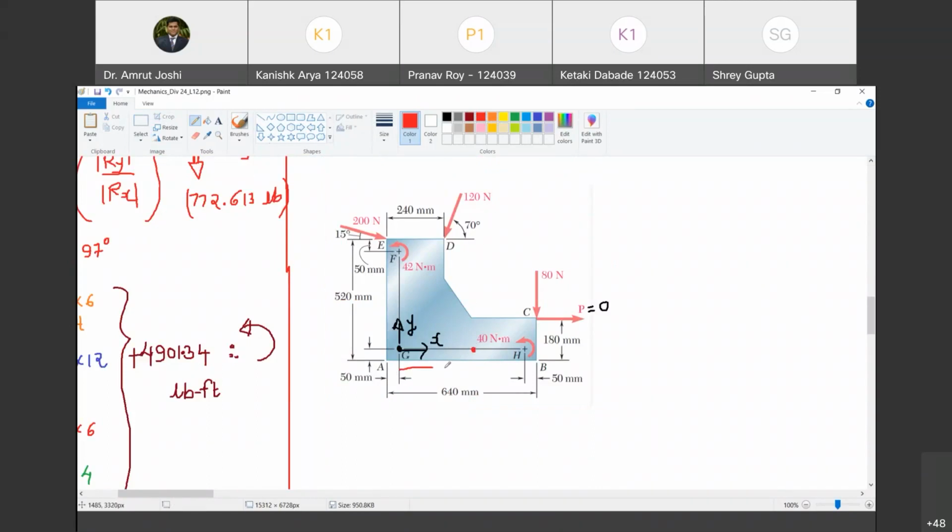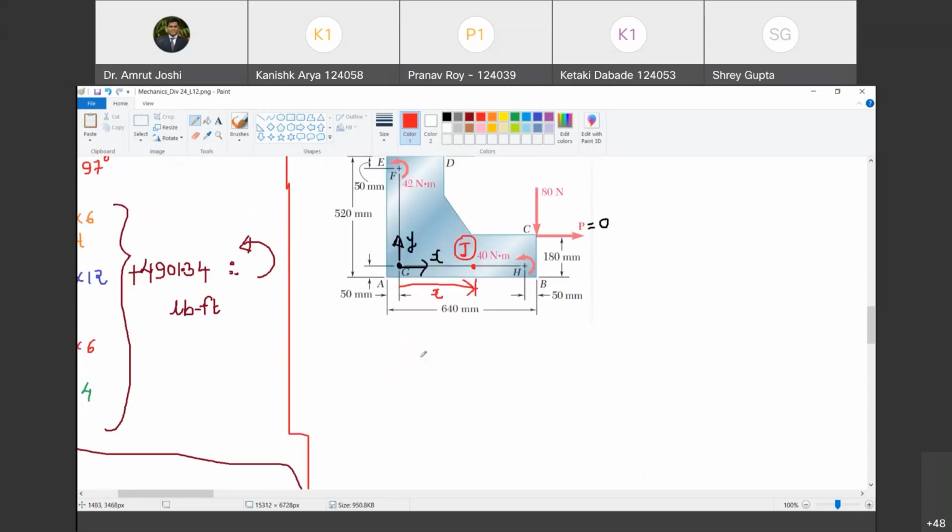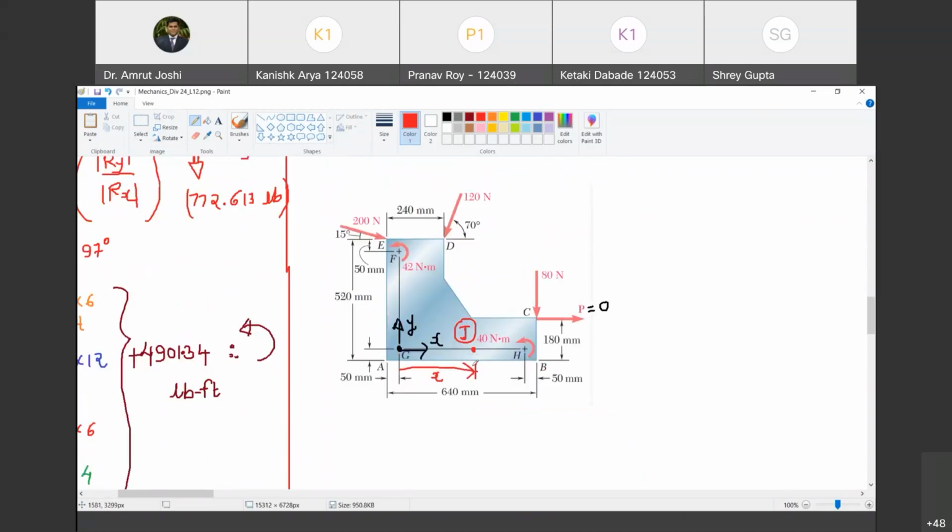This distance from G, I am going to call it as X. Are you with me? Yes, sir. And I am going to call this point as J. So what are we going to do? At J, if I drill a rivet hole, I claim that the rivet is not subjected to any moment. It is subjected to only force resultant. So summation of moments of all the forces and moments at J must vanish is my requirement.